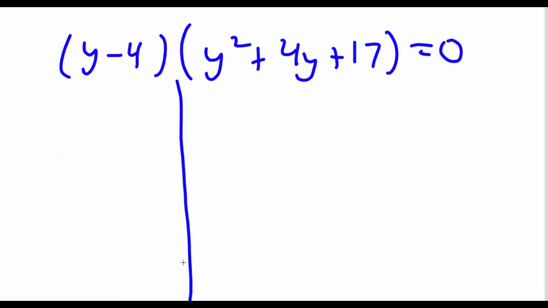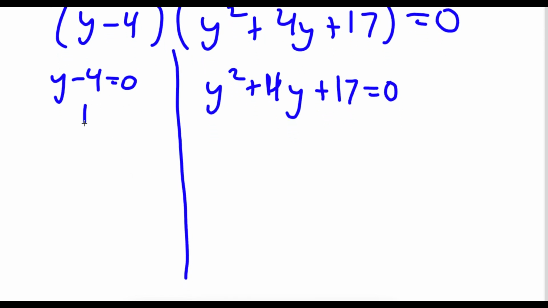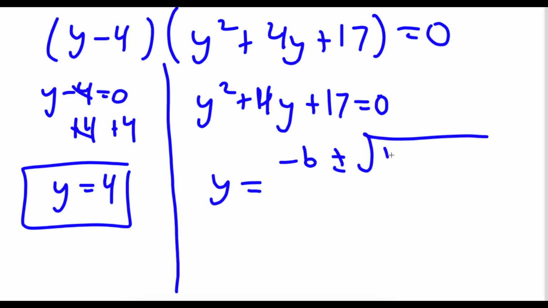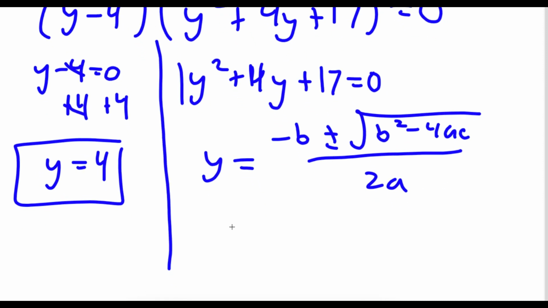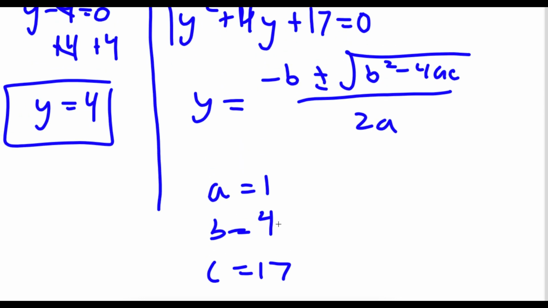So now this gives me two equations. I have y minus 4 is equal to 0, and I have y squared plus 4y plus 17 is equal to 0. Now for y minus 4 equals 0, I can simply add 4 on both sides, and I get y is equal to 4. For y squared plus 4y plus 17 is equal to 0, I can use the quadratic formula, which is negative b plus or minus the square root of b squared minus 4ac all over 2a. So in this case, a is equal to 1, b is equal to 4, and c is equal to 17.